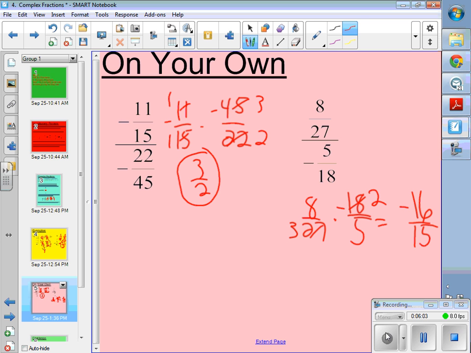For the second one, we have 8/27ths, and we're going to multiply that by the reciprocal, which would be negative 18/5. You can cross cancel the 27 and 18. 9 goes into both of them. So 9 goes into 27, you're left with 3. And 9 goes into 18, you're left with 2. And so you multiply across. So you're going to have 8 times a negative 2, which will give you negative 16, and 3 times 5, which will give you 15. And so your answer is negative 16/15.